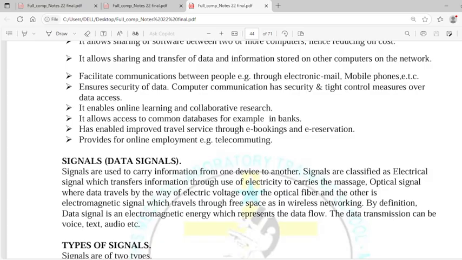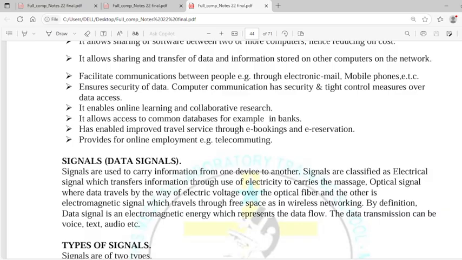When students, for example, for their holidays, can continue to learn with their colleagues with the help of their phones or computers in this era of technologies such as Zoom, Google Meet, and so on. So it also allows access to common databases.